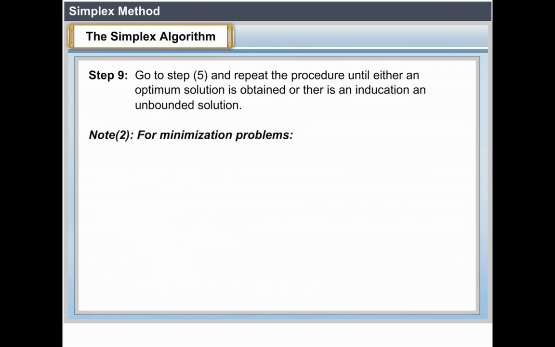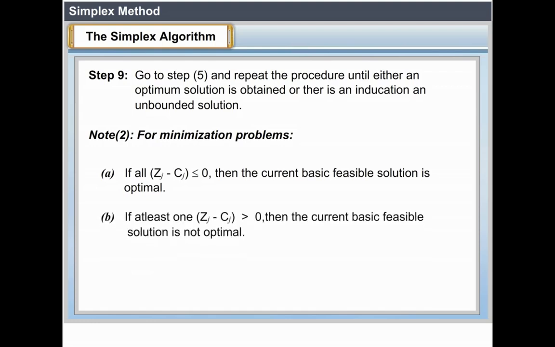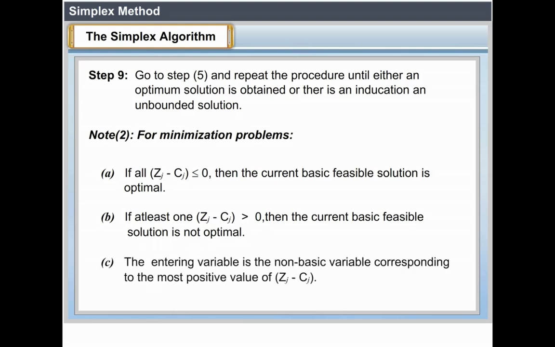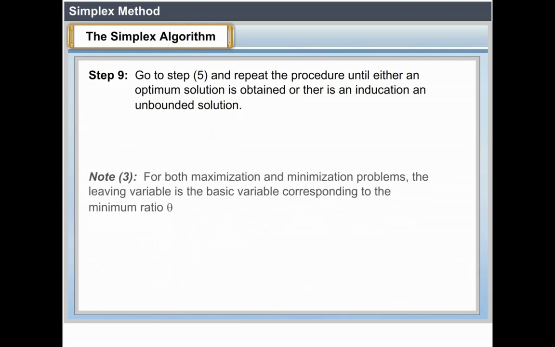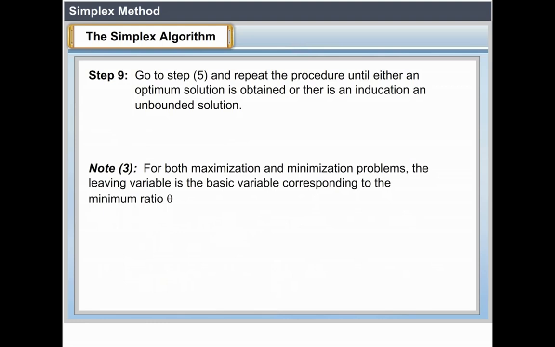Note 2: for minimization problems. Subdivision A: if all Zj minus Cj are less than or equal to 0, then the current basic feasible solution is optimal. Subdivision B: if at least one Zj minus Cj is greater than 0, then the current basic feasible solution is not optimal. Subdivision C: the entering variable is the non-basic variable corresponding to the most positive value of Zj minus Cj. Note 3: for both maximization and minimization problems, the leaving variable is the basic variable corresponding to the minimum ratio theta.